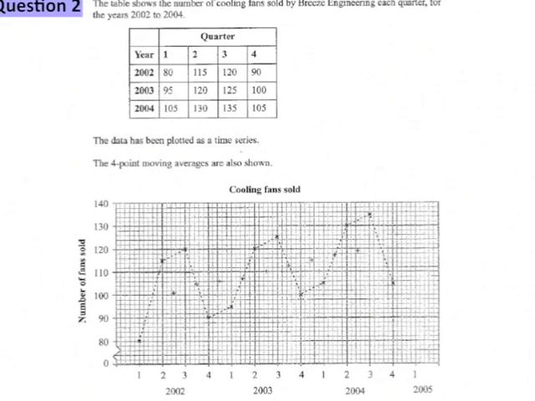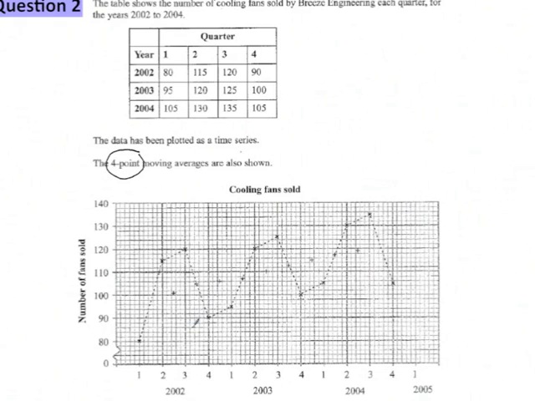Question number 2. The table shows the number of cooling fans sold by Breeze Engineering each quarter for the years 2002 to 2004. We're told that the data has been plotted as a time series. A 4-point moving average is also shown. So here we have the time series, the line going up and down, and here the points are the 4-point moving average which has been plotted.